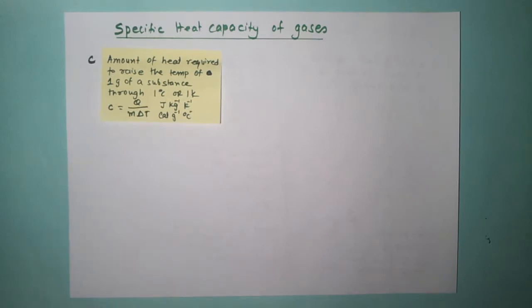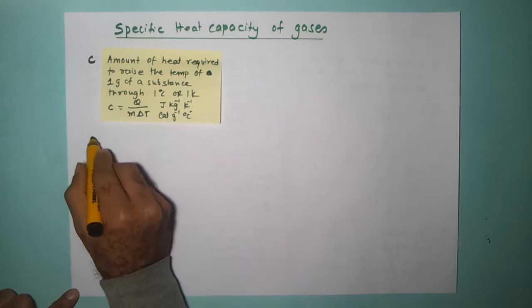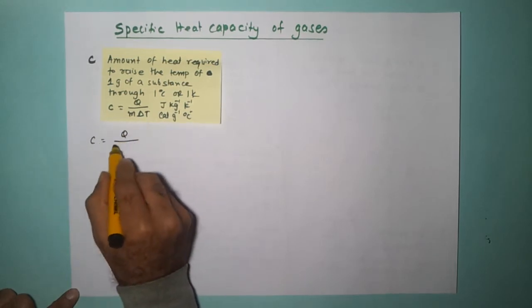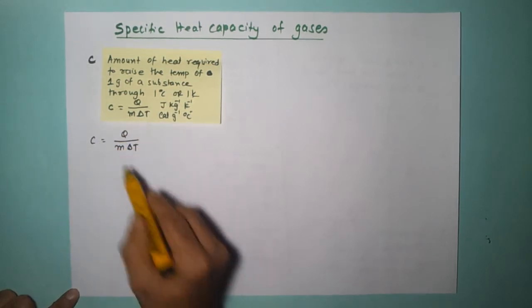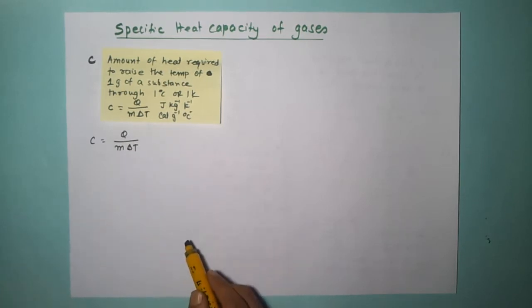Now, in case of gases, the situation changes slightly, and let us see what the change in the situation is. In case of gases, again, the equation or the definition is of course the same. C is equal to Q upon M delta T, the amount of heat required to raise the temperature of 1 gram of gas through 1 degree Celsius. But we have a challenge over here.